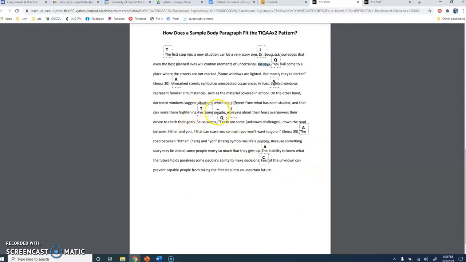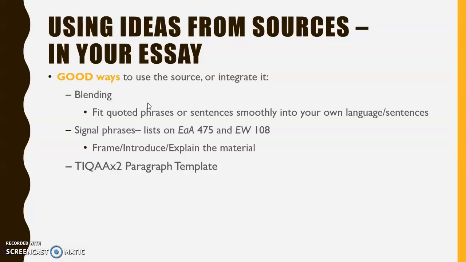Okay, and then transitioning to the second piece of evidence. And this one, "Seuss warns." So again, we have a signal phrase setting up the quote, followed by analysis, and then a clincher or finishing up the paragraph. So I've talked about 2 ways of using sources in your paper, and you're going to practice both of those ways in the reading journal. I've given you a resource that you can use when you're drafting to help you with fitting those blending and signaling into your own work, into your own argument.